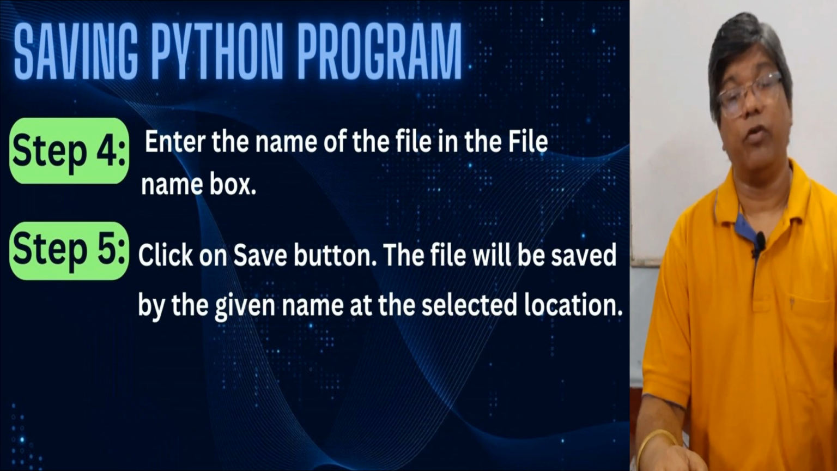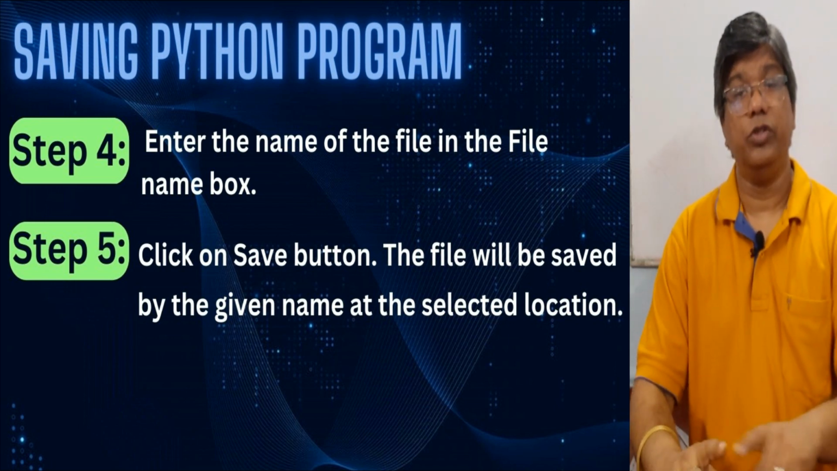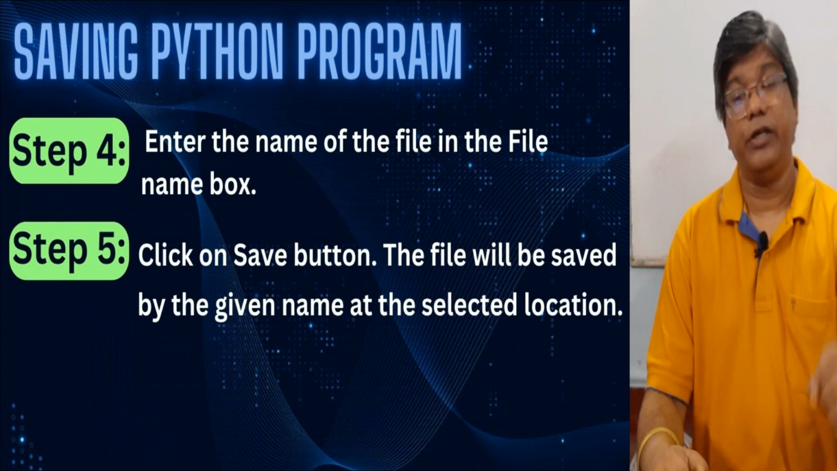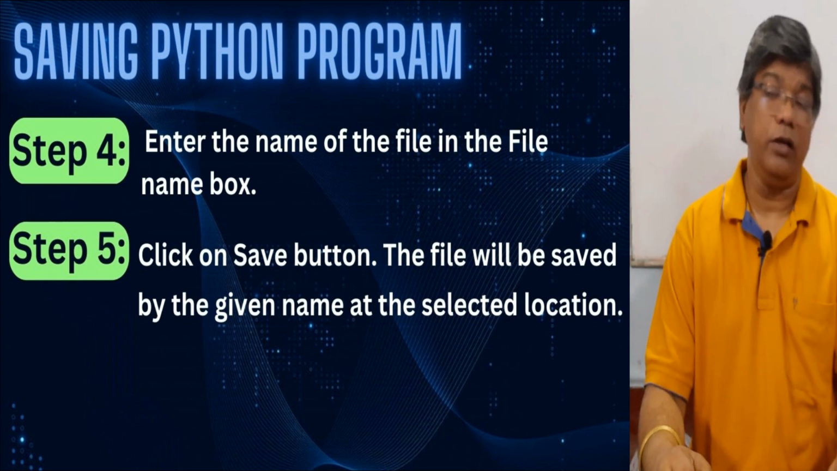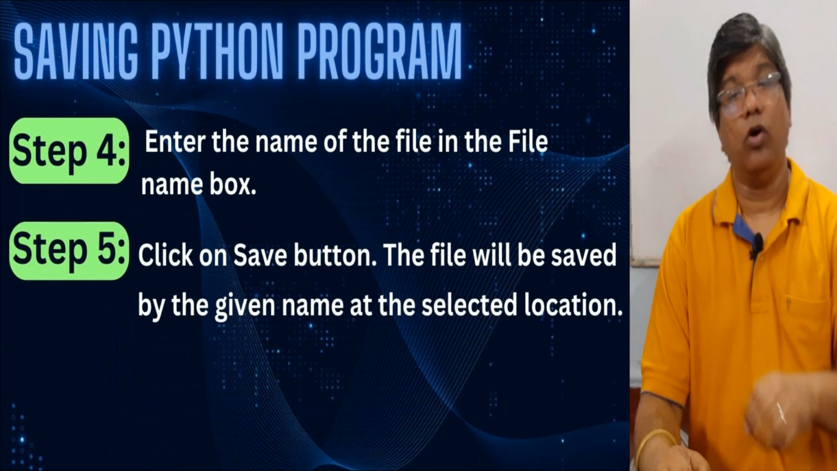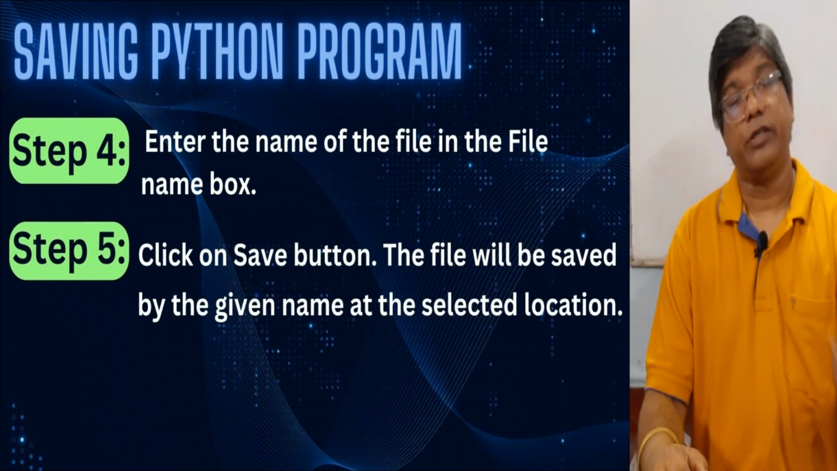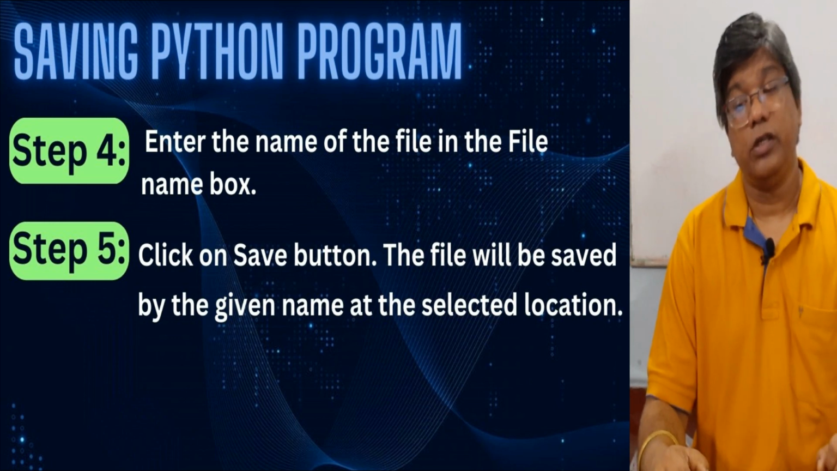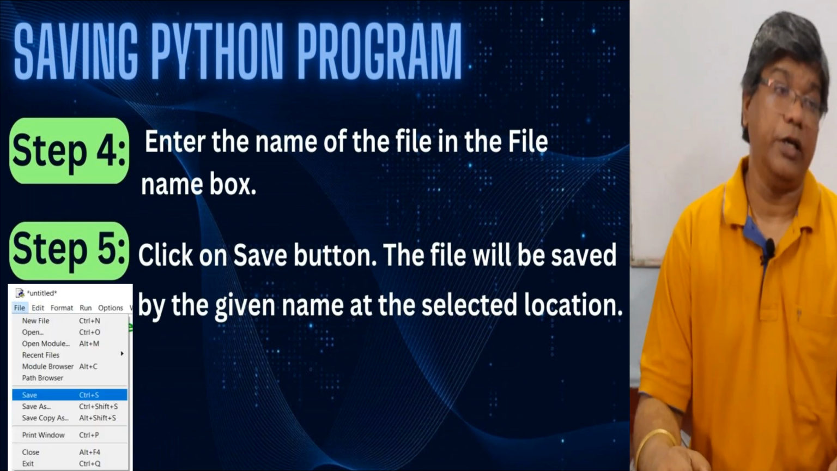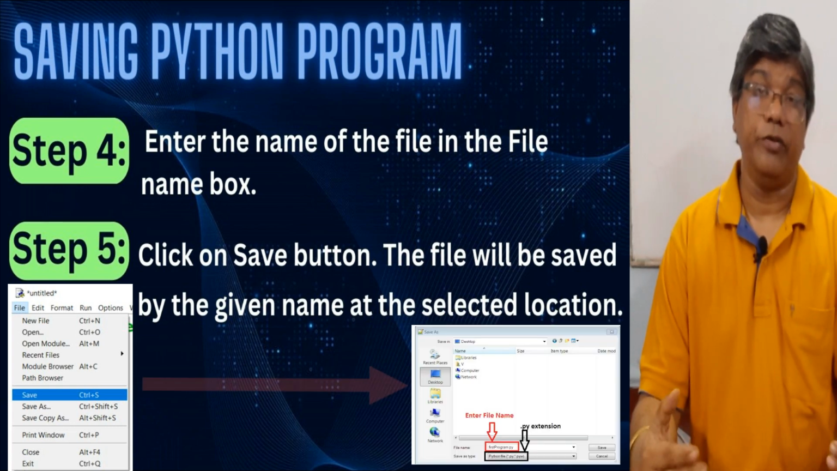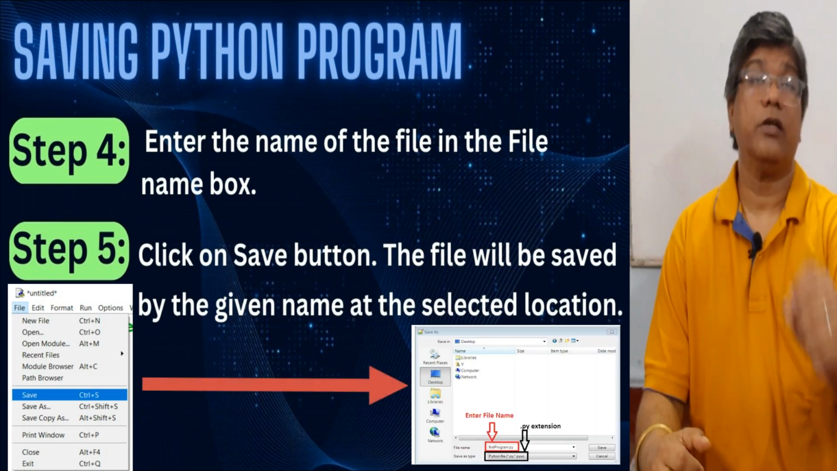Then step number 4: now we see a dialog box where we put the file name. So we enter the name of the file in the File name box with the help of the keyboard by typing the name. Then step number 5, the last step, is to click on the Save button. The file will be saved by the given name at the selected location.